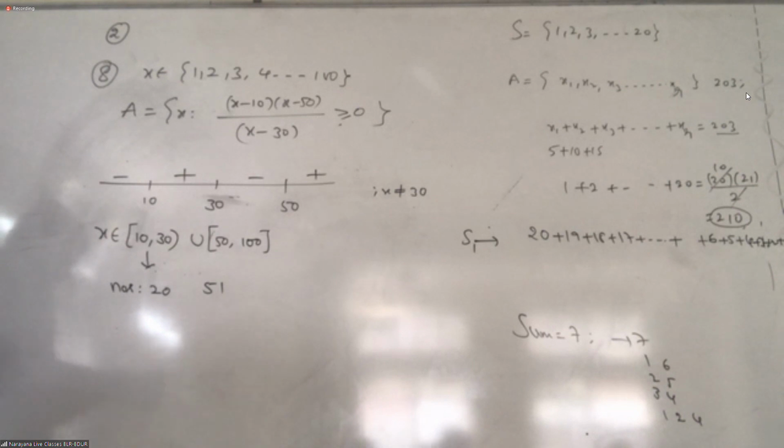Tell me next. Ninth question. What about the ninth question? A set S contains 7 elements. A non-empty subset A of S and an element X of S are chosen at random. Then the probability that X belongs to A. What is this? Just go through the question once again.